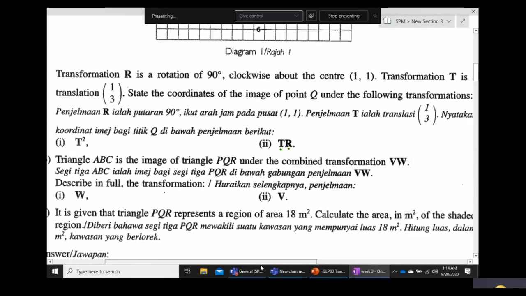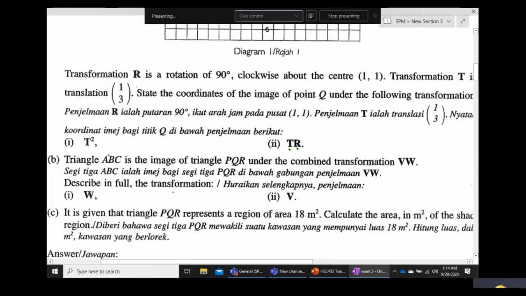Okay. Part B, W. Okay, what is this? A, B, C, D is the image. Okay.